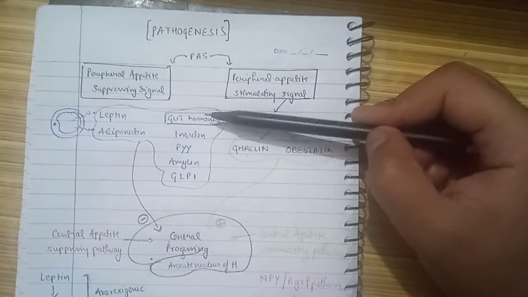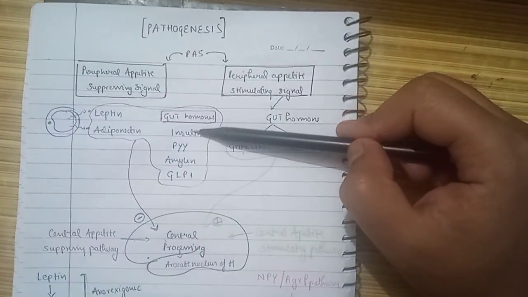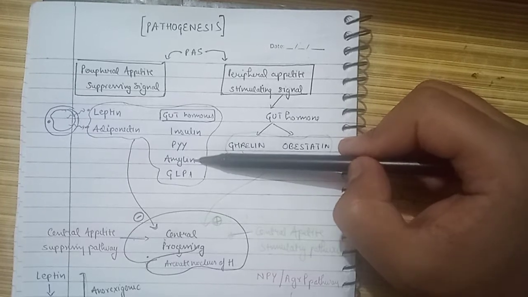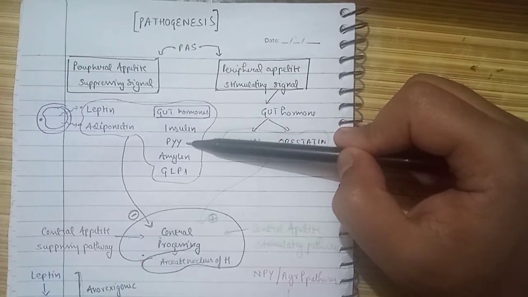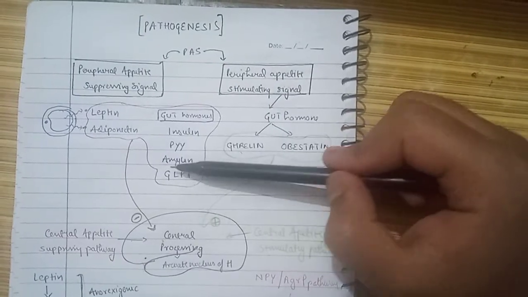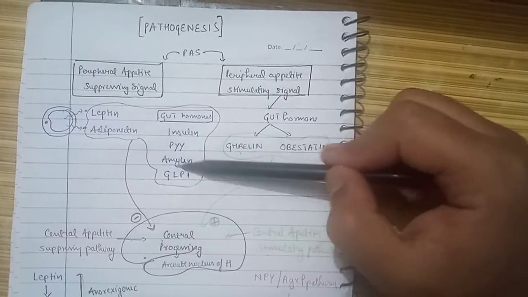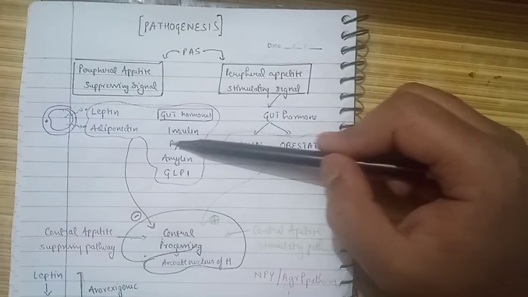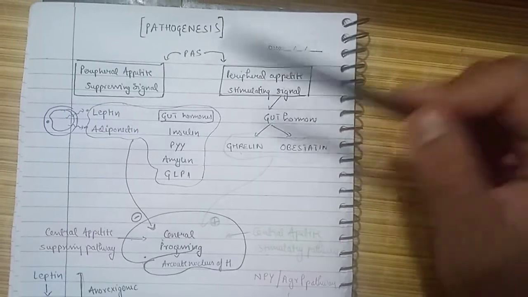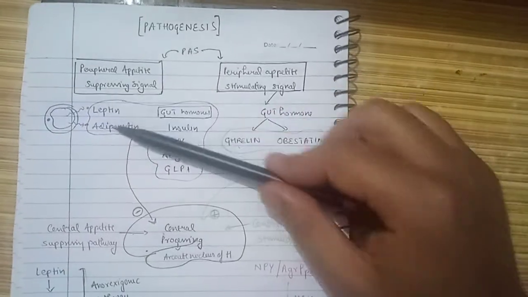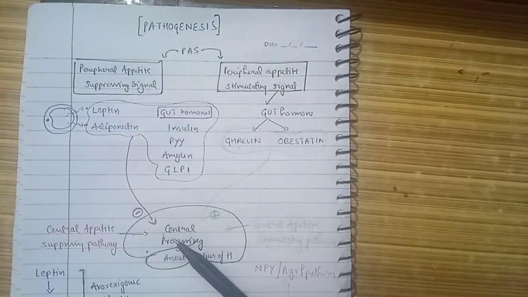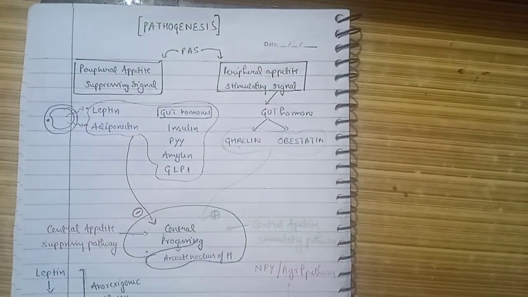We also have gut hormones involved, that are insulin. Along with insulin, we know we have release of amylin. We have the polypeptide YY that is secreted by L cells of colon and ileum. We have glucagon like peptide 1. Now their application you will understand when we will study about the drugs used in obesity. Now these are the suppressing signals, and these will suppress the central processing.